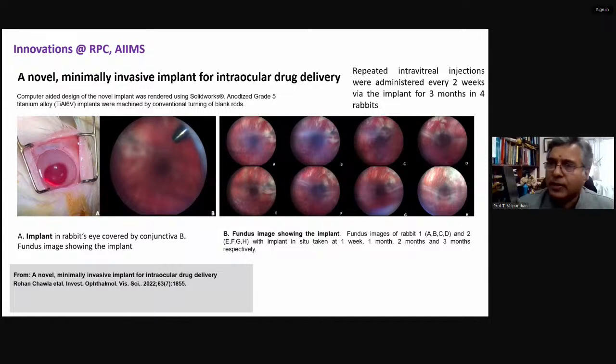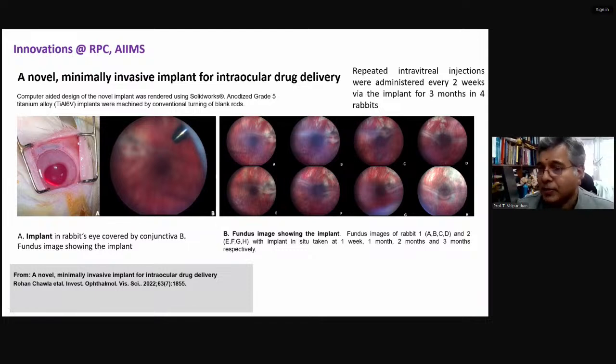Then, more recently, there was the RPC innovation, by one of our bright young faculty members, whom I must appreciate. He has become a full professor today. He came with an idea: why shouldn't we create a port for repeated administration of intravitreal injection, because that is the reason that many cases of endophthalmitis come up in diabetic retinopathy as well as AMD. Therefore, we created this small invasive implant through an intraocular surgery. In the sclera, it is implanted as a port and covered with conjunctiva. This is a rabbit image showing that we repeatedly administered for 3 months, and it was very nice. The rabbit was not getting infected.